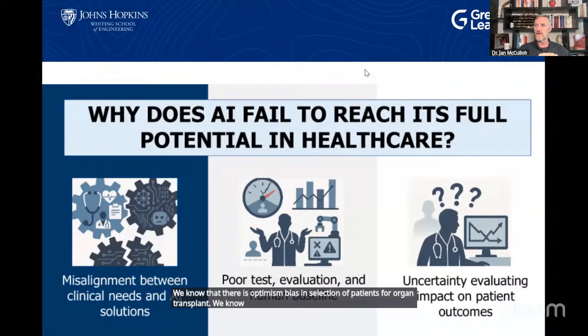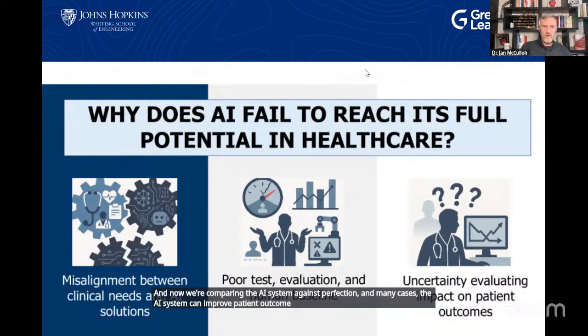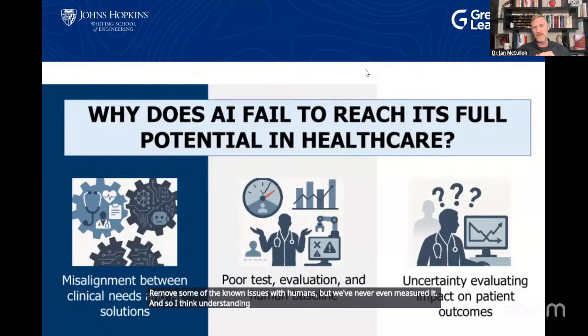We know that there are countless areas where humans might have bias or issues, and we never take the time to measure that, for a wide number of reasons. And so then we don't even think to start measuring until we implement an AI system. And now we're comparing the AI system against perfection. In many cases, the AI system can improve patient outcome, improve healthcare quality, remove some of the known issues with humans, but we've never even measured it. And so I think understanding test evaluation in the human baseline is another critical area for AI in healthcare.